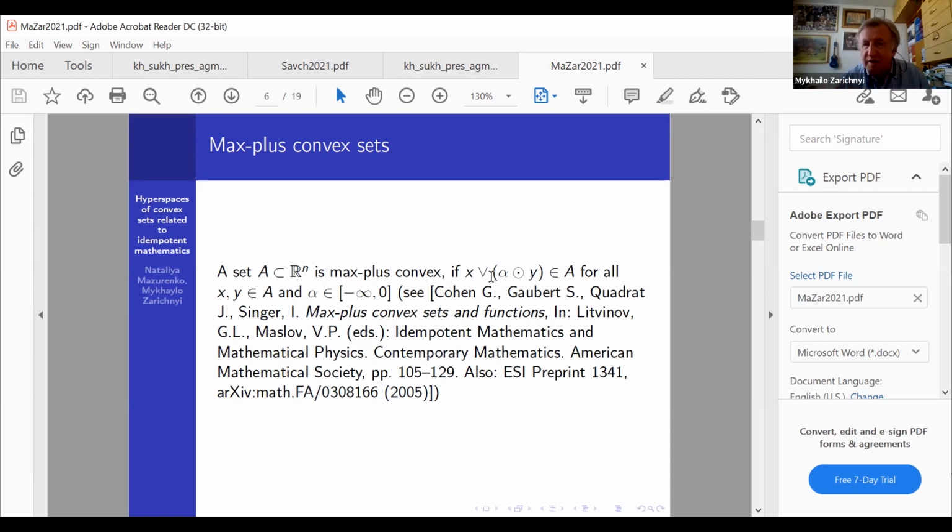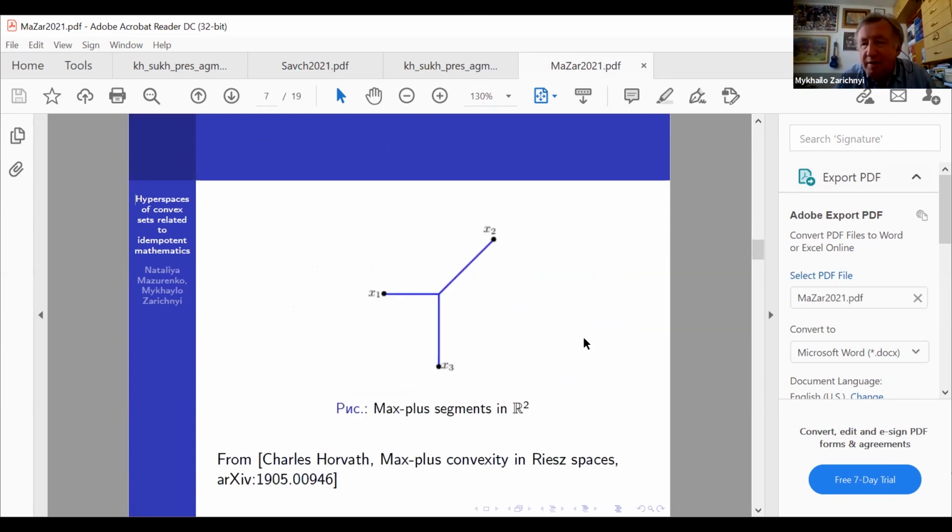This is a technical trick, but actually one could have two coefficients alpha and beta such that their maximum equals 0. But one can simply reduce this for this formula. So we obtain the notion of maximum plus convex set. And this picture definitely would help.